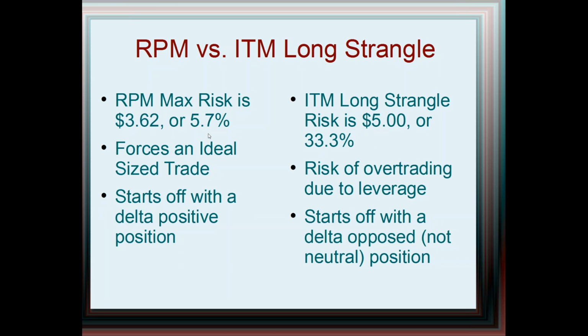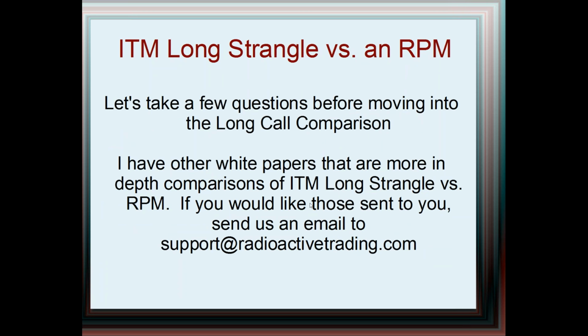When I open a radioactive trade, it's because I would have researched and analyzed a stock and selected a stock that I feel has the potential to move up 4 to 5 to 8% in the next 30 to 60 days. I start off with a positive delta position that matches my expectations. The in-the-money long strangle starts off with a delta opposed, not neutral. So sure, the stock might move up. You might not even see a profit on that in-the-money long strangle if the stock moves up 4 to 5% on the position.